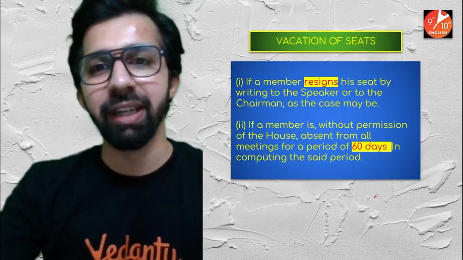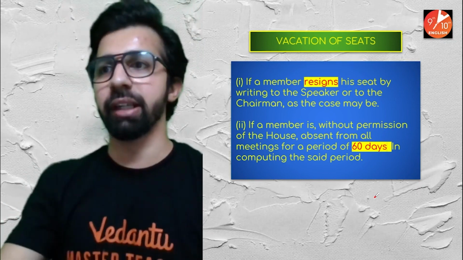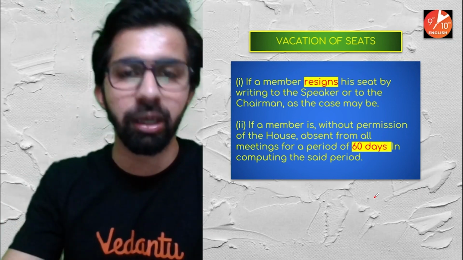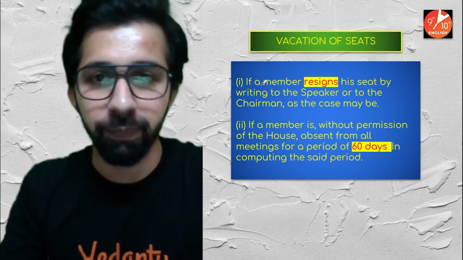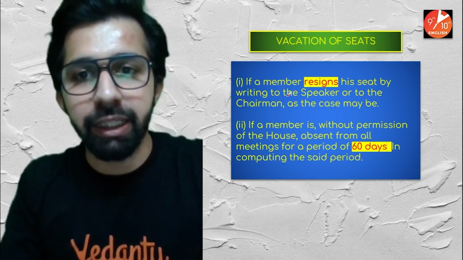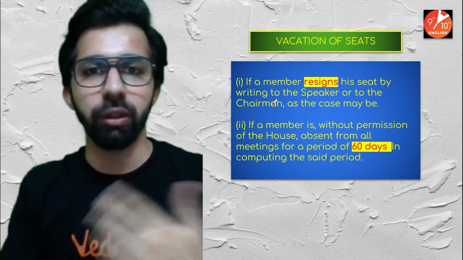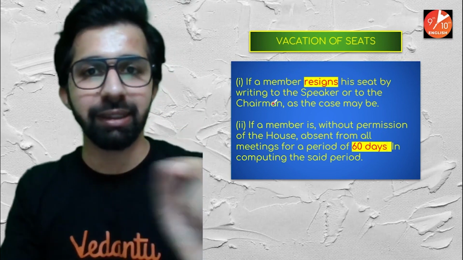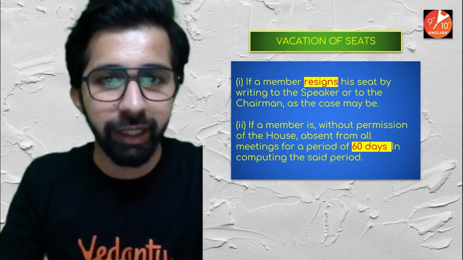Now, vacation of seats means how a seat can become vacant. There are 550 members in Lok Sabha, and a seat may become vacant in these ways. First point, if a member resigns his seat by writing to the speaker or to the chairman. If a member of the Lok Sabha writes a resignation letter to the speaker or the chairman, then the seat may become vacant.